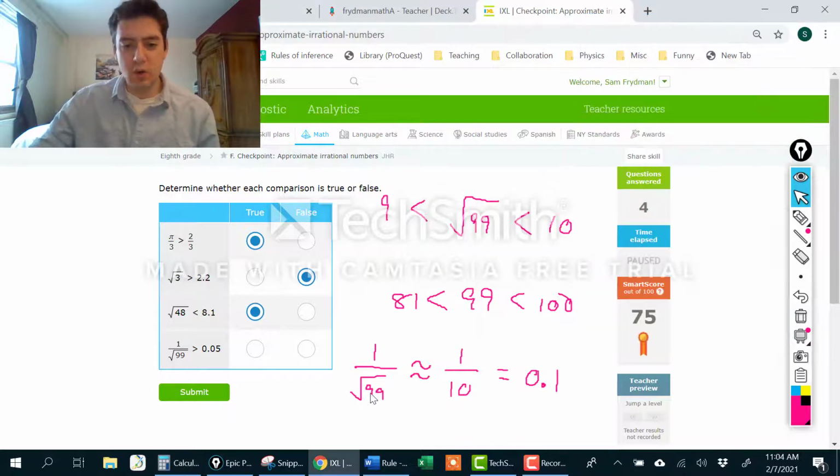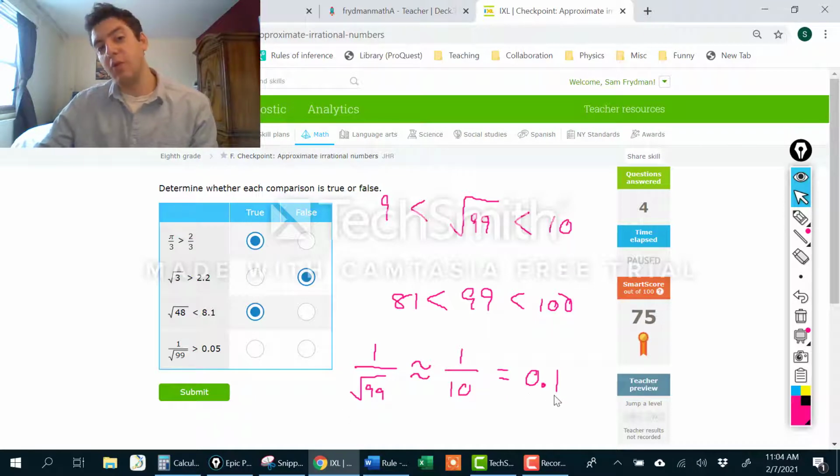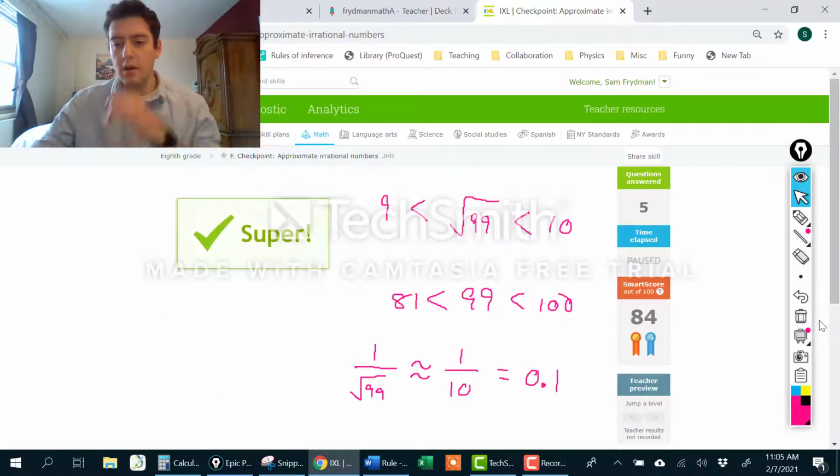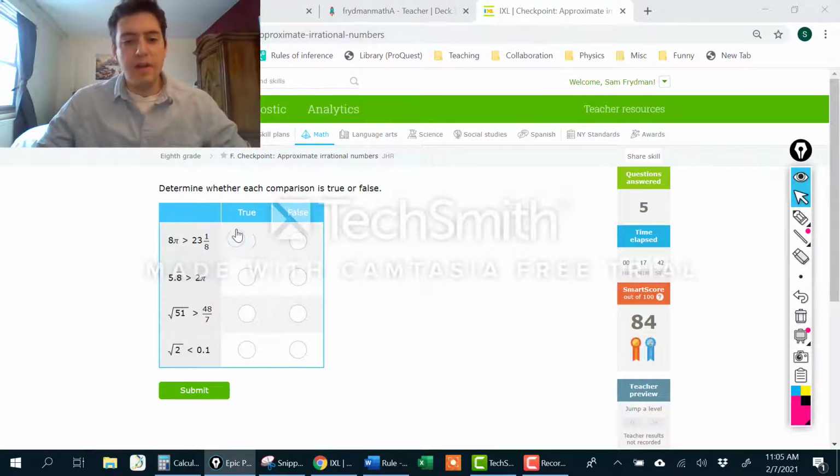Okay, so since the square root of 99 is a little bit less than 10, when I do 1 divided by 10, I'll get 0.1. When I do 1 divided by the square root of 99, I'll get something which is a little bit bigger than 0.1. So if 0.1 is already bigger than 0.05, then 1 over the square root of 99, which is even bigger than 0.1, would certainly be bigger than 0.05. So for this one, I can also click true.